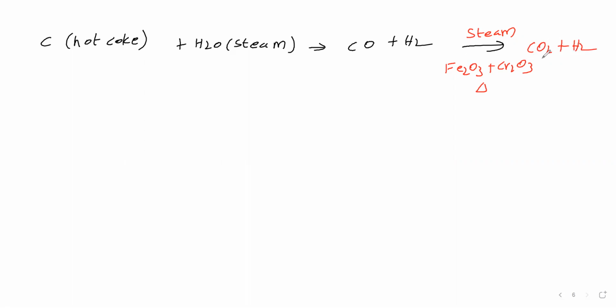This process is called coal gasification. That means this coal or coke is converted into water gas. This water gas, another name is synthesis gas, or syngas. This process is coal gasification. From this water gas, we are getting hydrogen gas by doing it in this method.